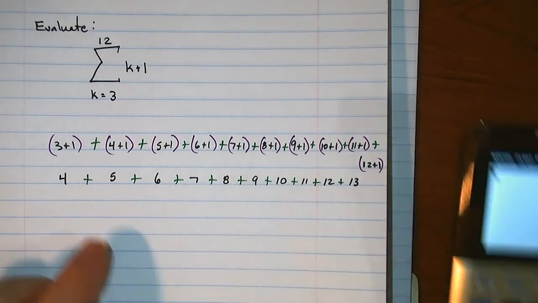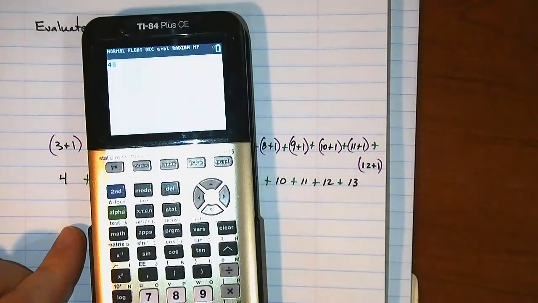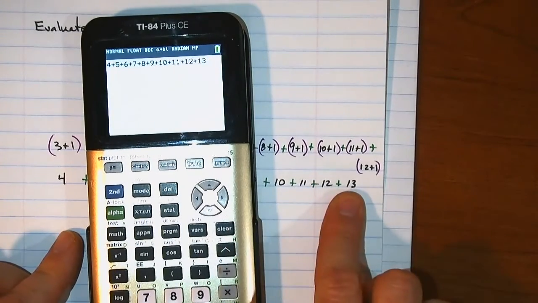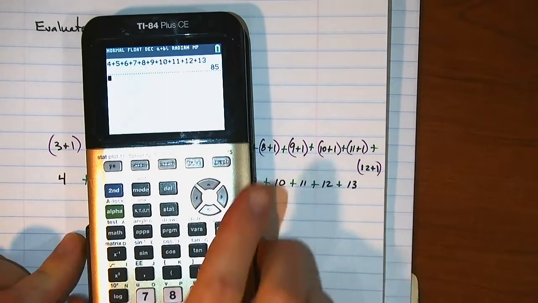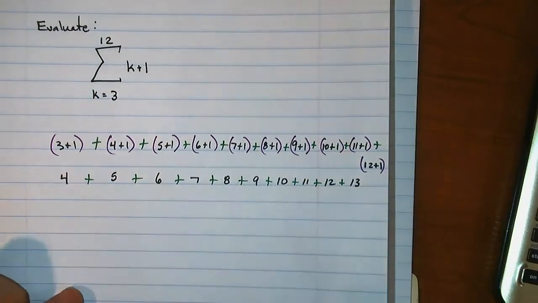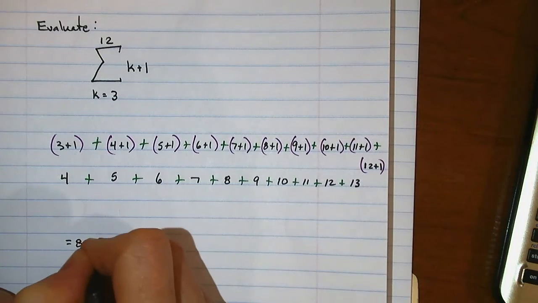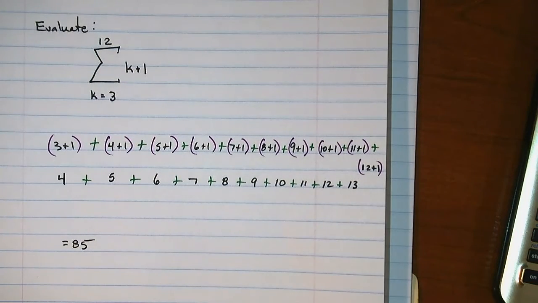All right. And so what answer do we get? Well, 4 plus 5 plus 6 plus 7 plus 8 plus 9 plus 10 plus 11 plus 12 plus 13. 13 was the last number we had. I end up with 85 when I do that. So this whole thing adds up to be 85. Now, not that it matters for this particular video.